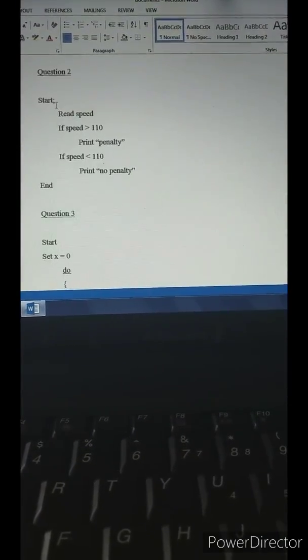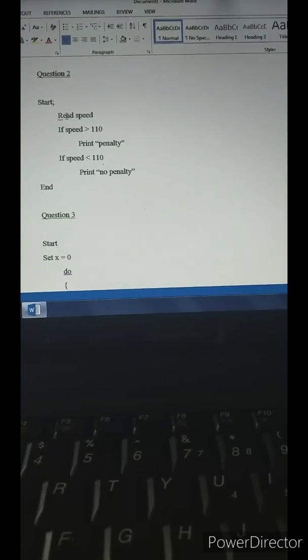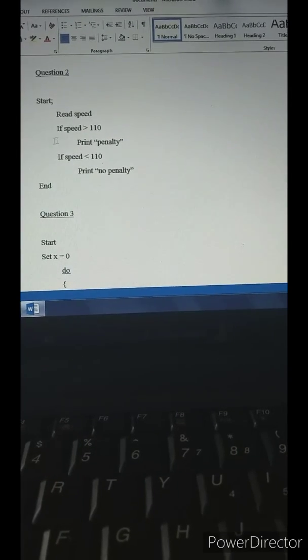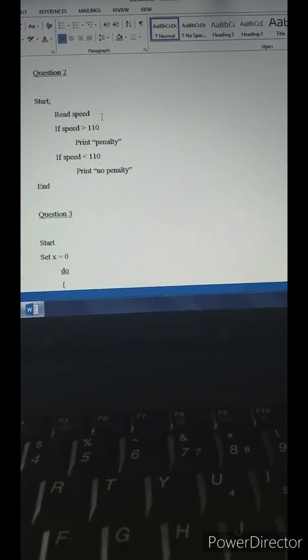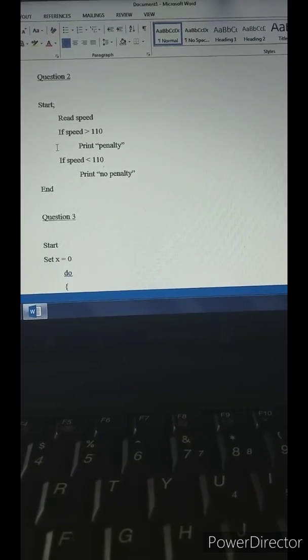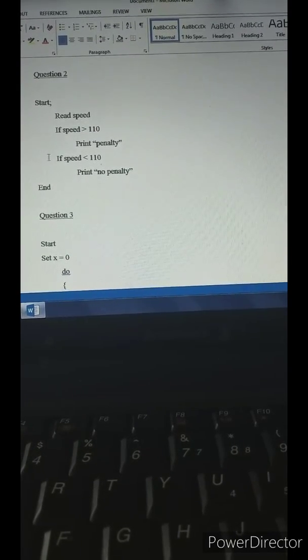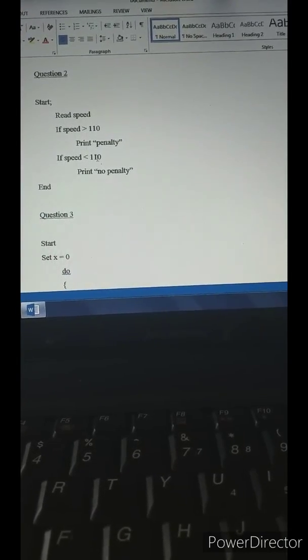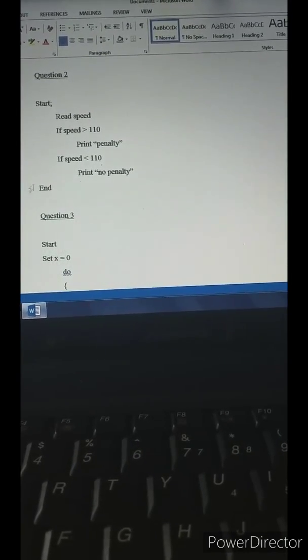Question 2. Okay, start, then read speed. The program has to read the speed. If the speed is more than 100, the printout will be penalty. The next will be if speed is lower than 110, the printout will be no penalty, then it is an end.